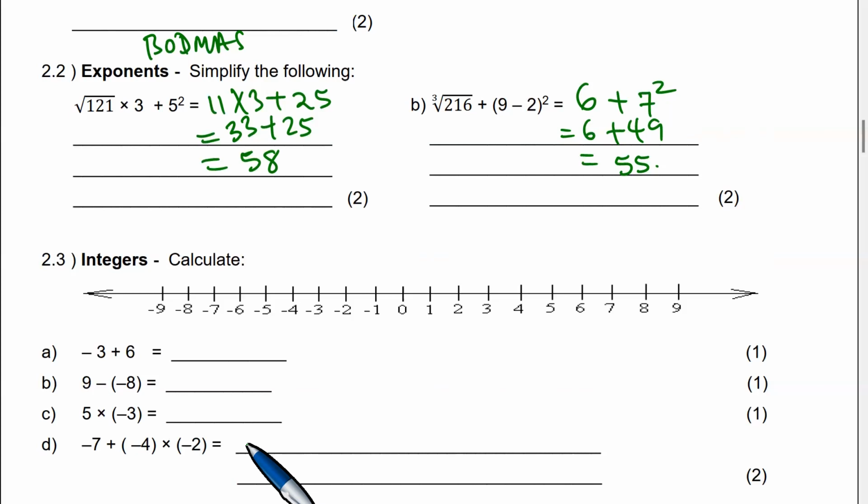We said that you need to choose the sign of the bigger number. What number is bigger there? 6. So it means the answer is positive. Then from the bigger number, you subtract the smaller number. What is 6 minus 3, Lindsay? 3. Please come again. 3. It's 3, so the answer is 3.